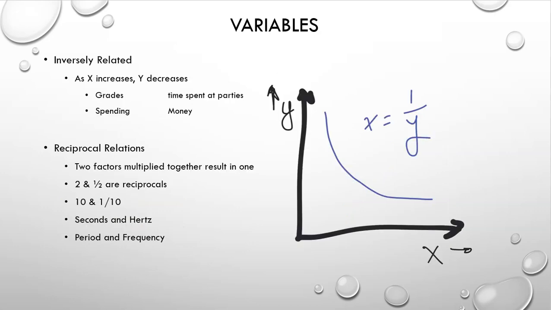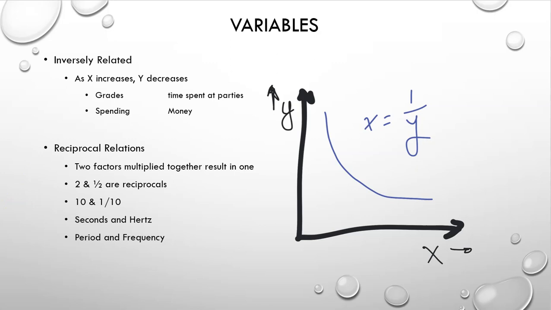There's other types of variables that are inversely related. So as one variable goes up, the other one decreases. So your grades will decrease as you increase the amount of time you spend at parties. Your money will decrease if your spending increases. So those are inversely related variables. It's not necessarily true that your money will increase as your spending decreases, but it often is.